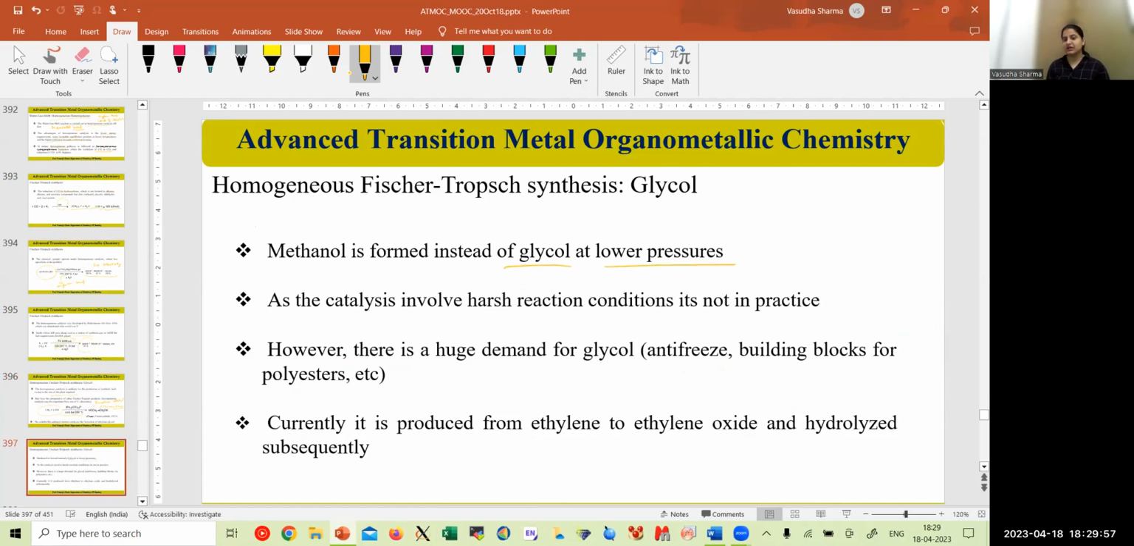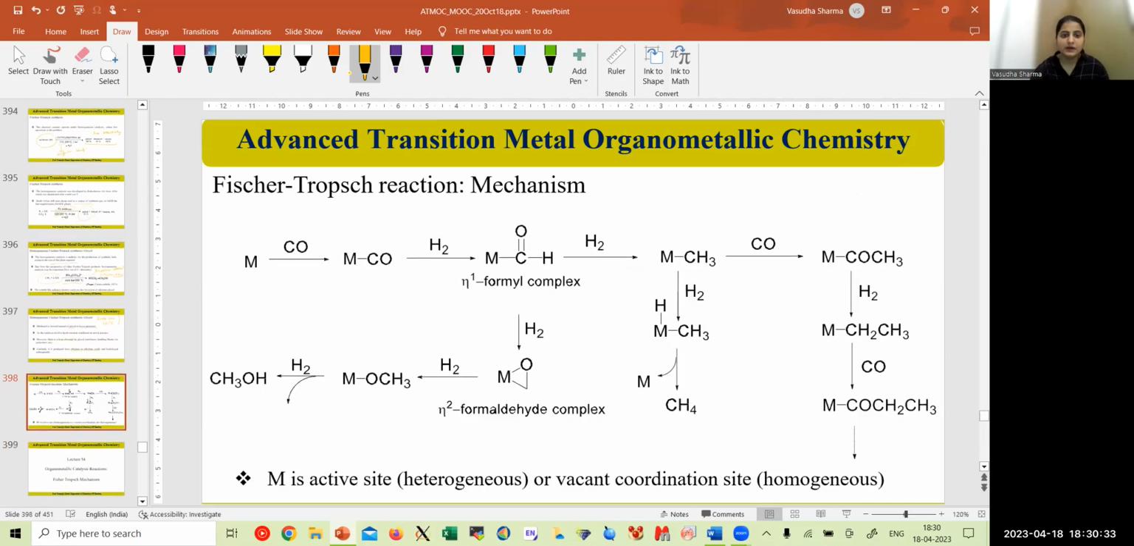As the catalysis involves harsh conditions, it is not in practice, since you have seen that it involves 3000 bars and 250 degrees Celsius, which is very, very high and harsh reaction conditions. However, there is a huge demand for glycol because it is an antifreeze and a building block for many polyesters. Currently, it is produced from ethylene to ethylene oxide and hydrolyzed subsequently. So right now, the work is still going on to maintain low temperatures or mild conditions to get the glycol, but till now, not much has been seen in this particular thing.